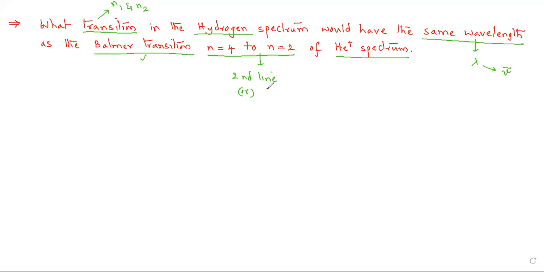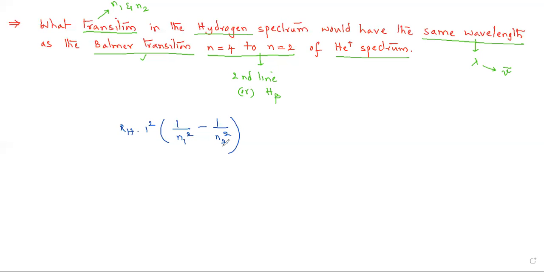Or I can also say that it is a H beta line. Okay. Now let's see. When wavelengths are same, obviously, even wave numbers will also be same. So therefore, we consider wave numbers in both the cases. Coming to the hydrogen case, RH into Z square into 1 by N1 square minus 1 by N2 square. Because we don't know what N1 and N2 are.